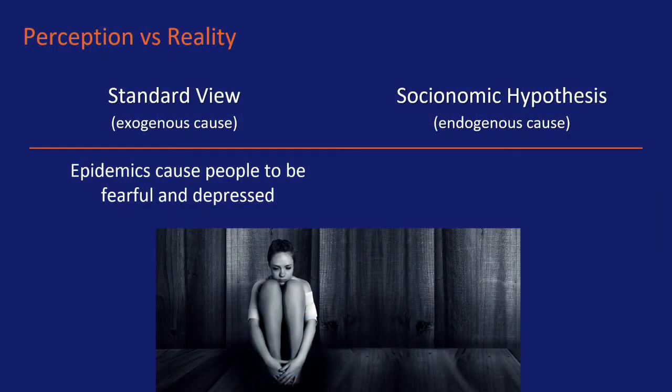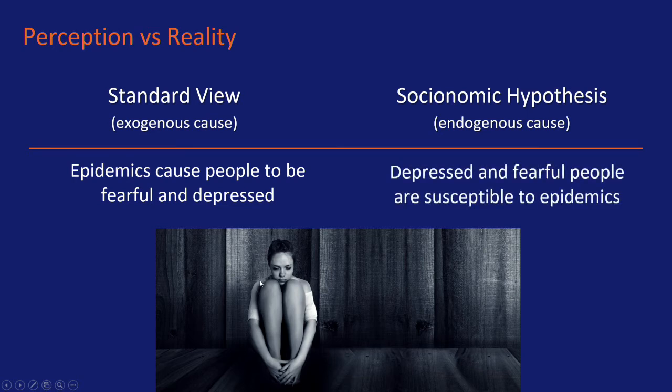This one is kind of personal to me. I don't want to get too deep into this, but the standard view of the world is that epidemics cause people to be fearful and depressed. I was having a conversation with a colleague of mine before the seminar started today, and we were talking about the epidemics of SARS. We were talking about the past epidemics of AIDS, of Ebola. We were talking about the Spanish flu epidemic that killed over 20 million people. Now, obviously, when the headline news comes out that this threat threatens our population, it's certainly going to cause you and I to be concerned, perhaps even fearful and depressed. But the socioeconomic perspective would look at the internal cause, that depressed and fearful people are susceptible to epidemics.